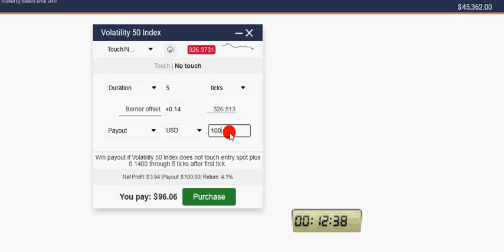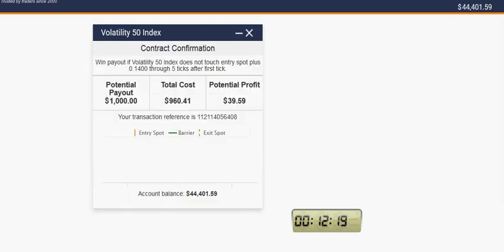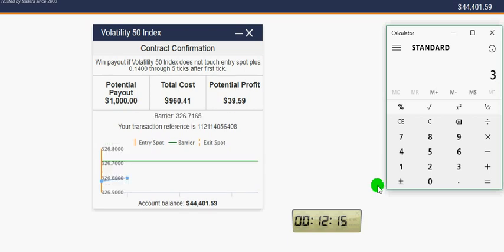Trade number 3. So if I stake 1,000, see what we make for trade number 3. So we have to count again. 1, 2, 3, 4, 5, 6, 7, 8, 9, 10, 11, 12. You click on purchase. So after this, we go for our trade number 4. Remember, we are trading 6 times right now.